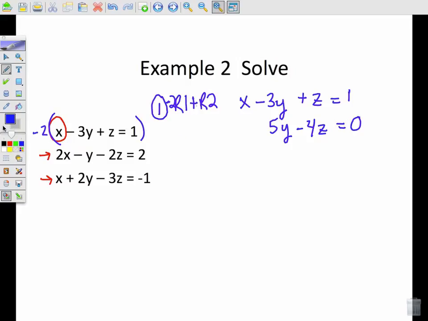All right, also in step 1, I need to multiply by a negative 1 and add it to row 3 right here. So negative row 1, add to row 3. And we would get negative x plus x is 0. 3y plus 2y is 5y. Negative z plus negative 3z is negative 4z. And negative 1 plus negative 1 is negative 2.